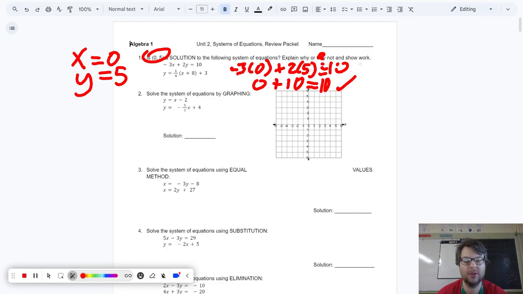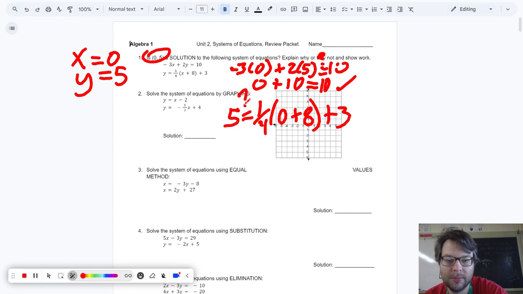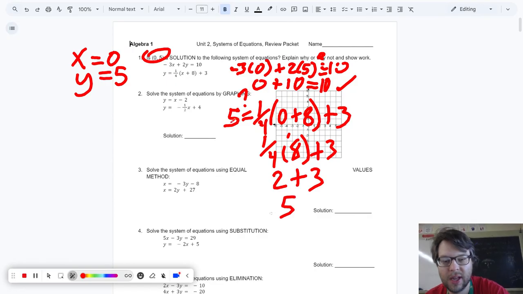For the first equation, we know that it's a solution to the first equation. We don't know if it's a solution to the second equation yet, so let's try the second equation. Y is 5, so that goes on the left side because y was on the left side. X is 0, so that goes right there. Then I'm going to use my PEMDAS. So I'm going to put a question mark there. 0 plus 8 happens first, because that's inside the parentheses. A quarter of 8 is 2. Multiplication happens after the parentheses. 2 plus 3 is 5.